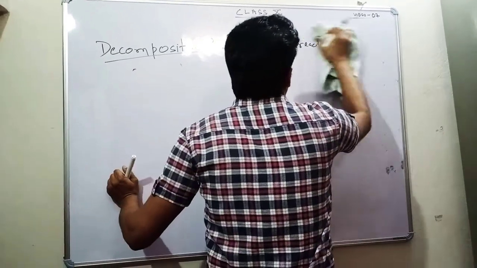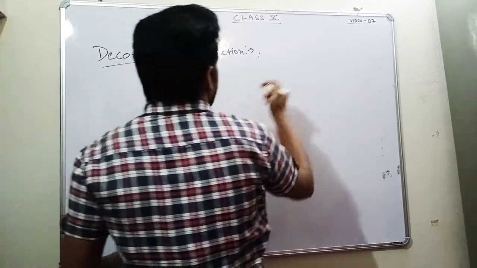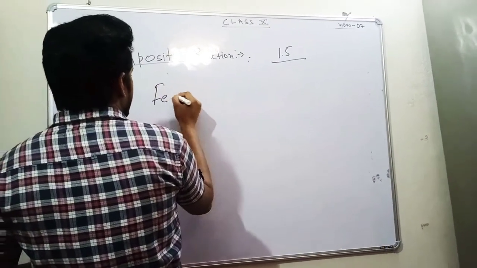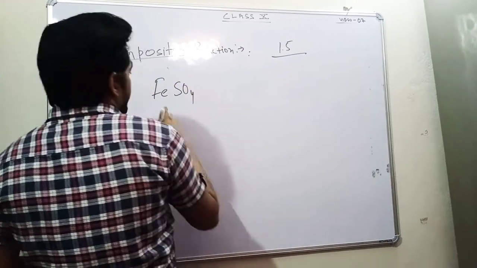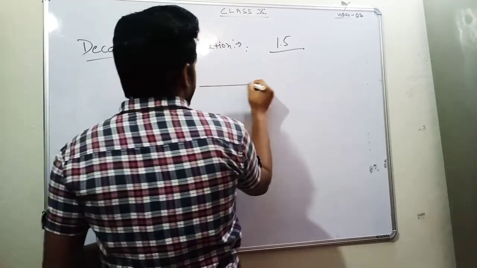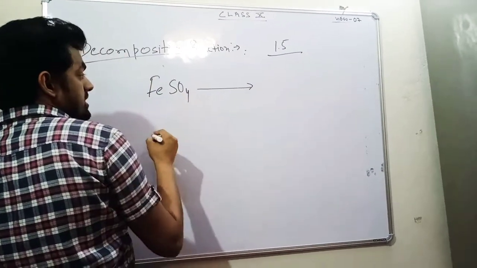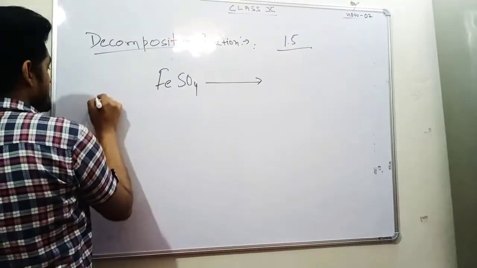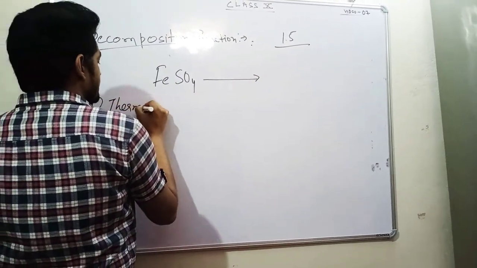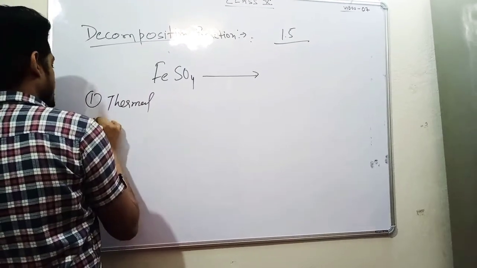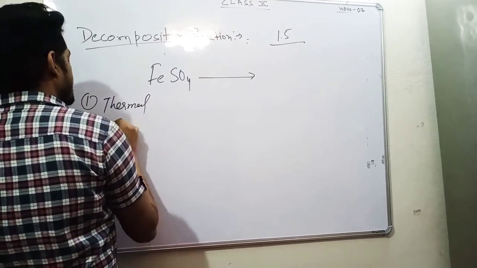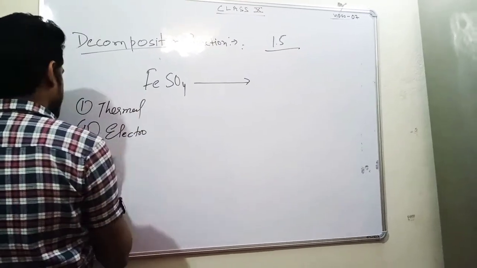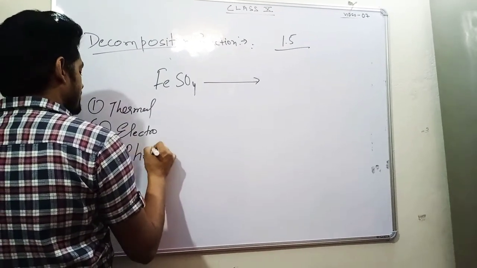Now we will take your book and see activity 1.5. In 1.5, FeSO4, ferrous sulfate, is taken. But before that, let us understand that three kinds of decomposition reactions take place. First is thermal decomposition, second is electrolytic decomposition, and third is photo decomposition.